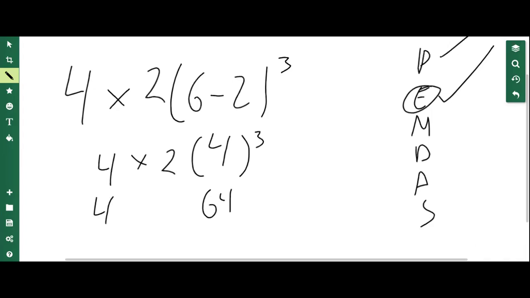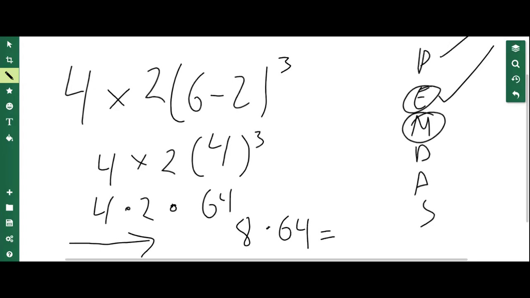We have 4 times 2. And whenever 2 is close to a number like this, it really just means that we're multiplying. So we have 4 times 2 times 64. We're up to multiplication, so we could just multiply across. So we could do 4 times 2, right? Which is 8. And then 8 times 64 will give us 512. And that's how we go about it.